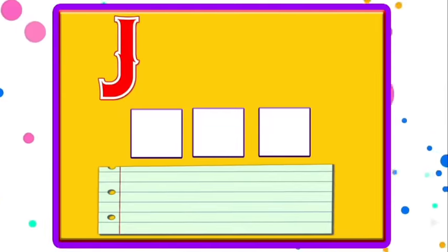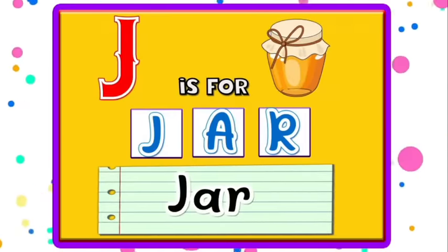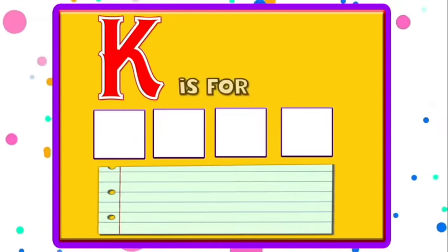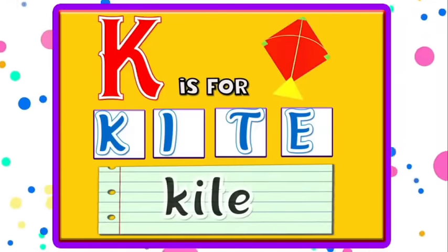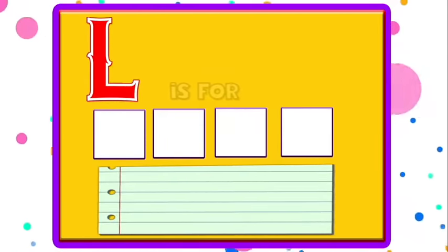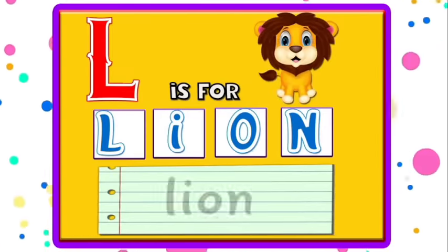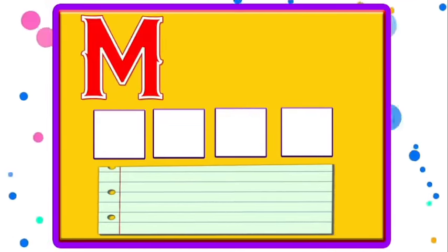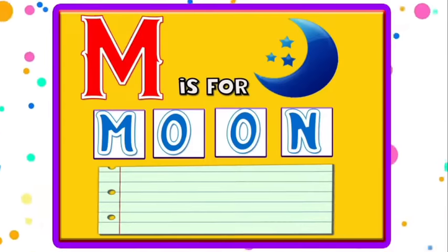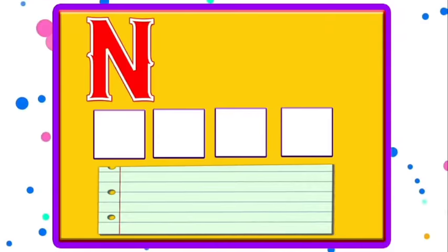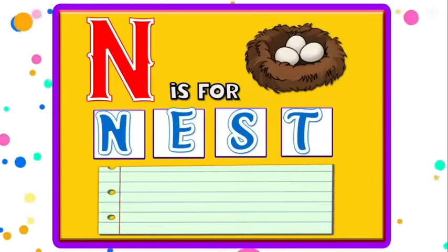J is for jar. J, A, R, jar. K is for kite. K, I, T, E, kite. L is for lion. L, I, O, N, lion. M is for moon. M, O, O, N, moon. N is for nest. N, E, S, T, nest.